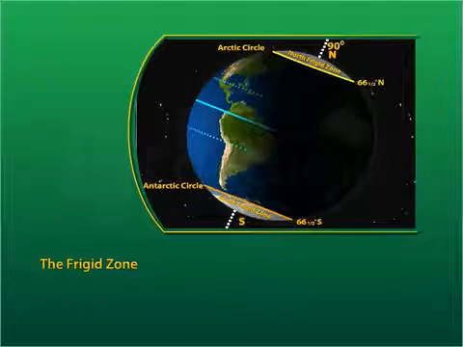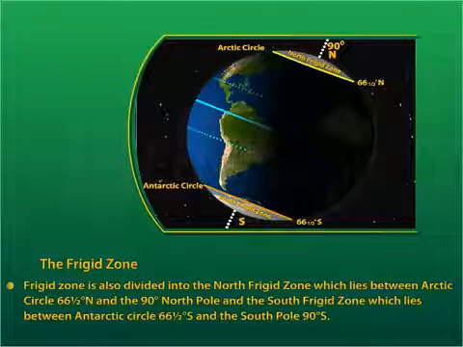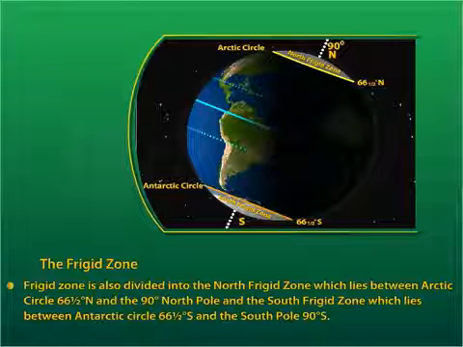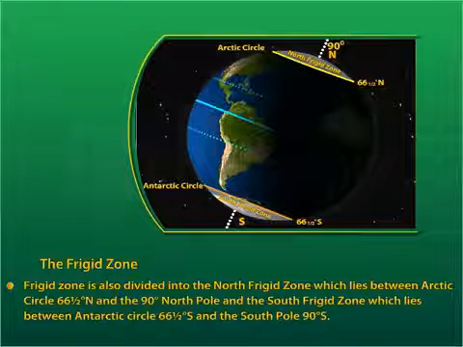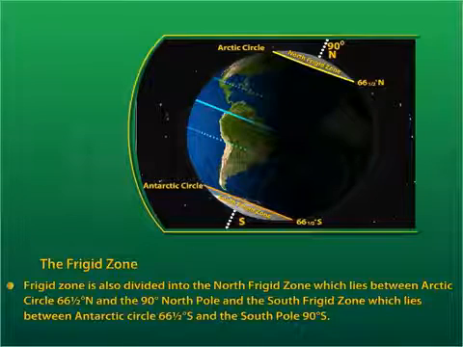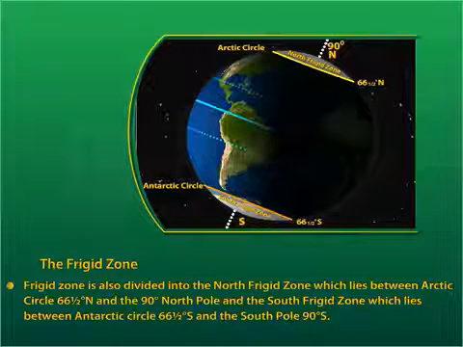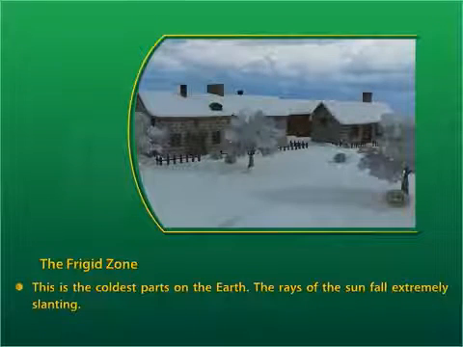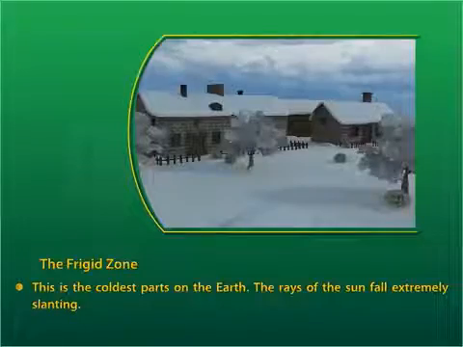The Frigid Zone. Frigid Zone is also divided into the North Frigid Zone, which lies between Arctic Circle, 66.5 degrees north, and the 90 degrees North Pole, and the South Frigid Zone, which lies between Antarctic Circle, 66.5 degrees south, and the South Pole, 90 degrees south. This is the coldest part on the Earth. The rays of sun fall extremely slanting.